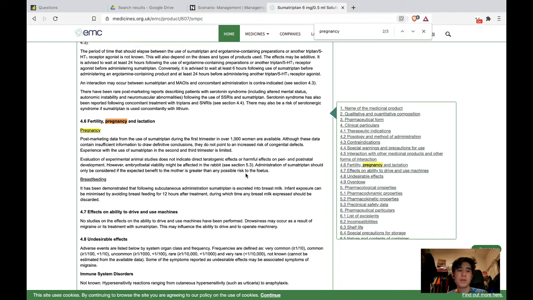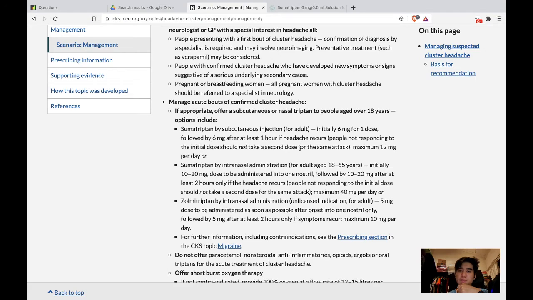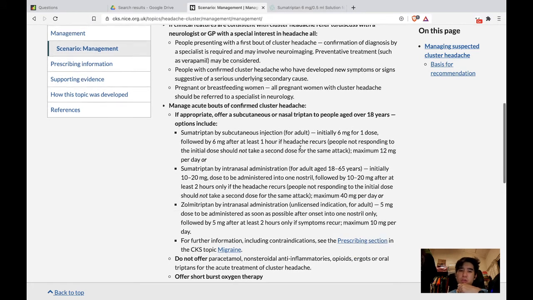Administration of sumatriptan should only be considered if the expected benefit to the mother is greater than any possible risk to the fetus. So no clear conclusion from studies yet, especially in the second and third trimester. That's why you want to refer to neurology.